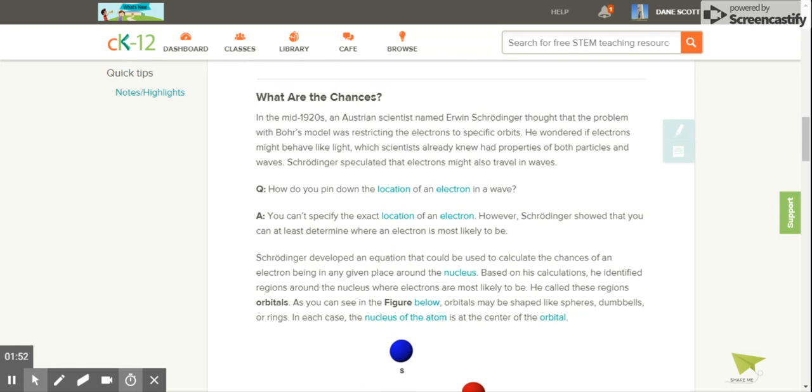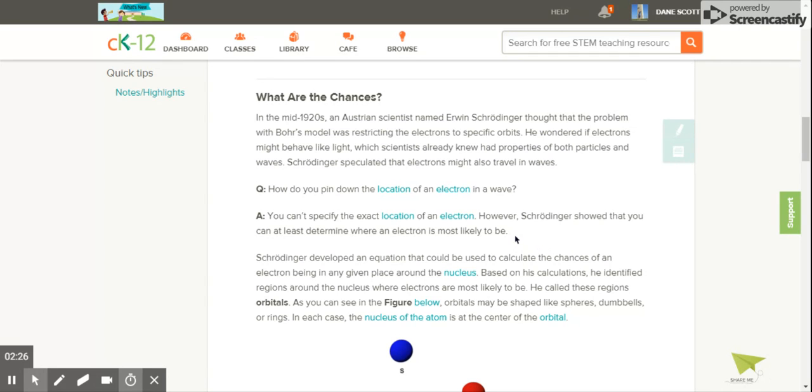In the mid-1920s, an Austrian scientist named Erwin Schrödinger thought that the problem with Bohr's model was restricting the electrons to specific orbits. He wondered if electrons might behave like light, which scientists already knew had properties of both particles, like little points, and waves. Schrödinger speculated that electrons might also travel in waves. Question: how do you pin down the location of an electron in a wave? Answer: you can't specify the exact location of an electron.